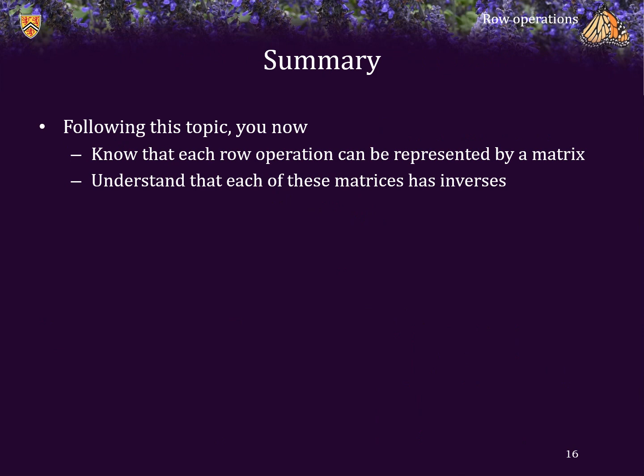Following this topic, you now know that each row operation can be represented by a square matrix. You also understand that each of these matrices has inverses, and you know what these inverses are.